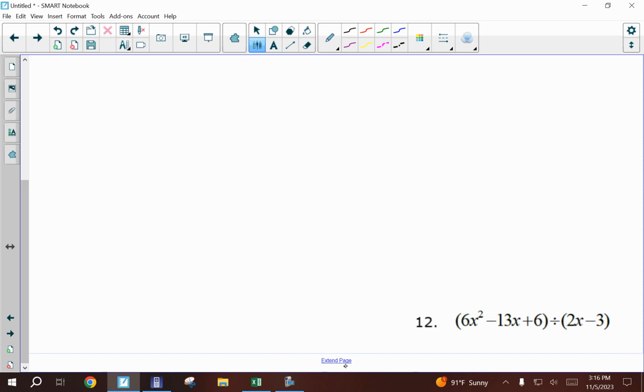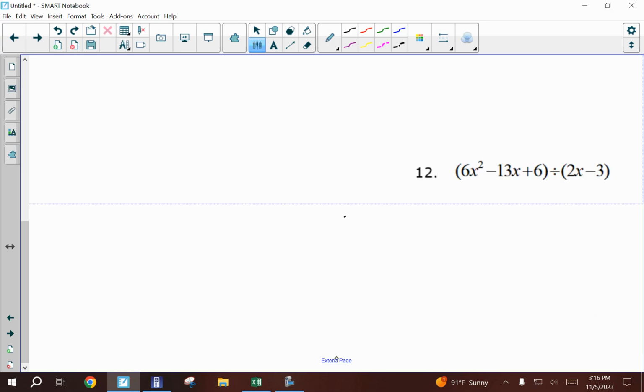Okay, and then the last question, you'll notice the last question, it doesn't have just a regular old x. Now it's got a 2 in front, so we're not going to use synthetic division anymore. We actually have to use long division. So 6x squared minus 13x plus 6, and then 2x minus 3.